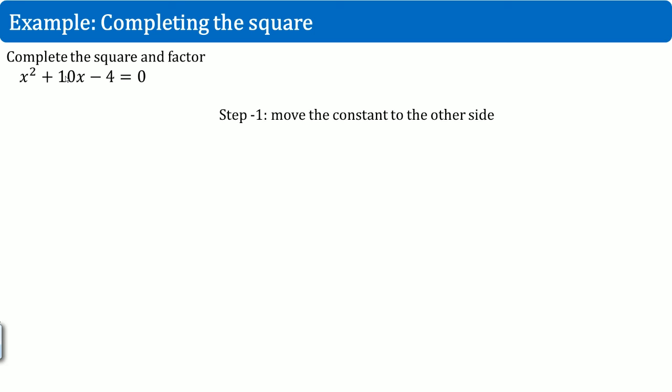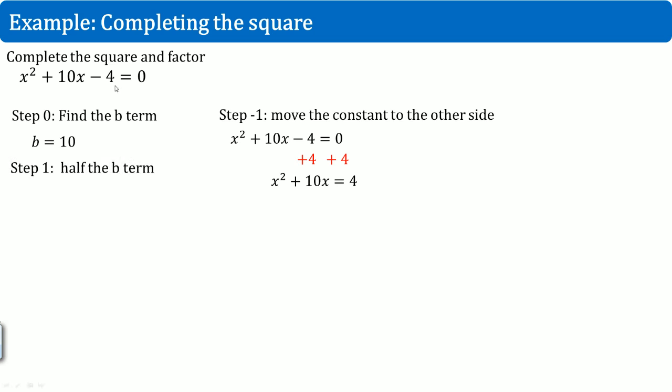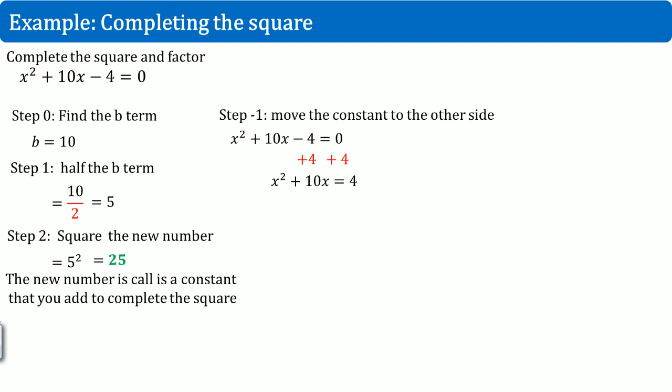So step negative 1 is to move that constant to the other side. So we add 4 to both sides. In that process, you get x squared plus 10x is equal to 4. Now, the x squared plus 10x looks like what we did before. So we just find the b term. The b term is equal to 10. Step 1 is to half the b term. So 10 divided by 2 just becomes 5. Now we square. 5 squared is equal to 25. That new number is called the constant that we add to both sides to complete the square.